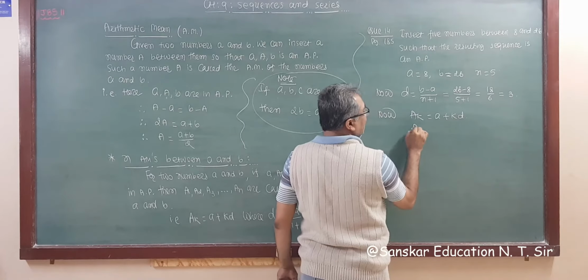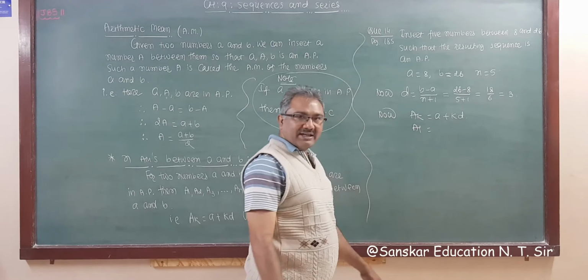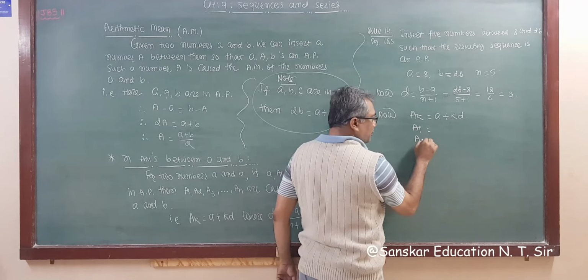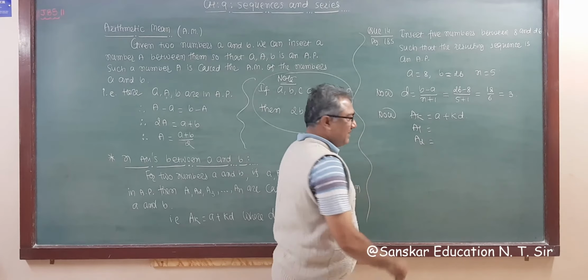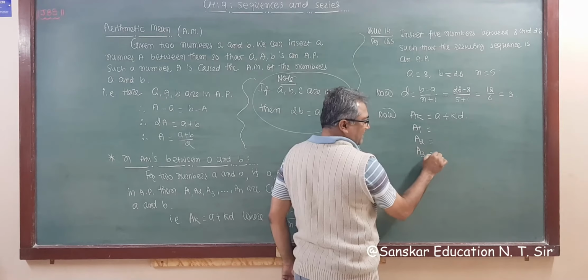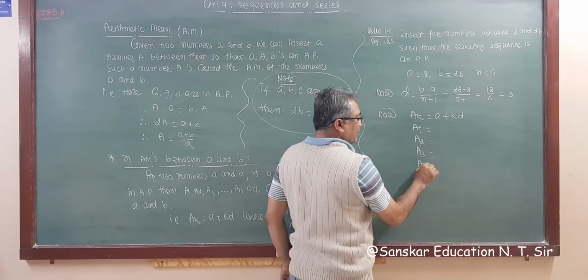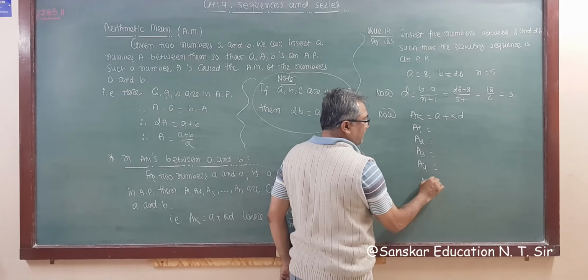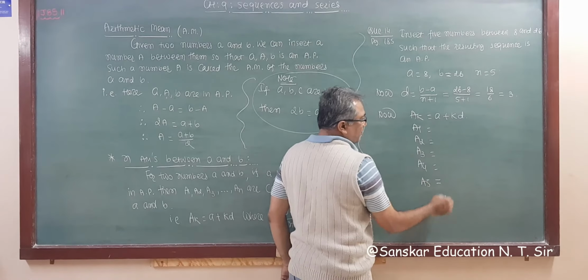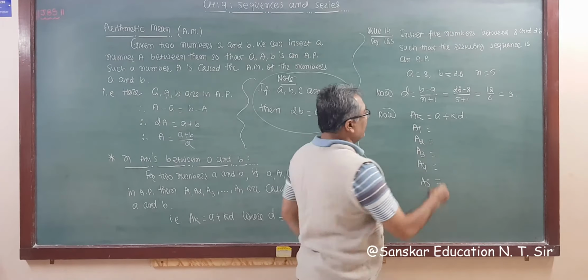So if I write a1, then we get first arithmetic mean. If I write 2, then we get second arithmetic mean. If I write 3, then we get third arithmetic mean, and fourth arithmetic mean, and similarly fifth arithmetic mean. So what we have to do? Writing k is equal to 1, what we get?